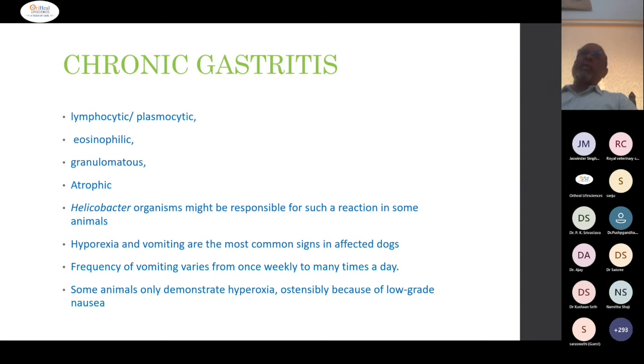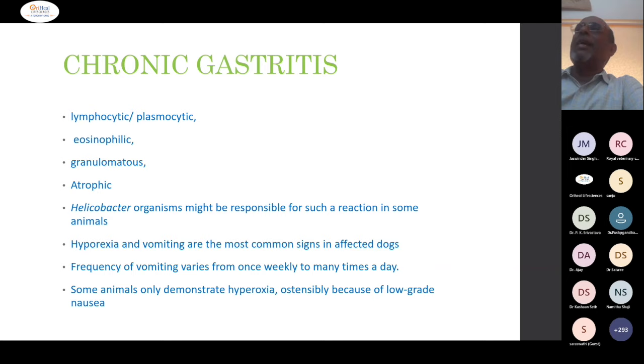There has been vomiting, the animal is not active. This sort of vague clinical signs will be told by the client. Nothing peracute will be there. So this is very typical of chronic gastritis. This is an infiltrative disease of the stomach mucous membrane. It can be lymphocytic, plasmacytic, eosinophilic, granulomatous, atrophic.